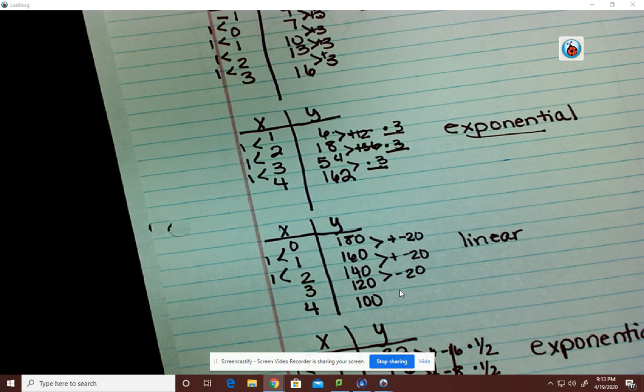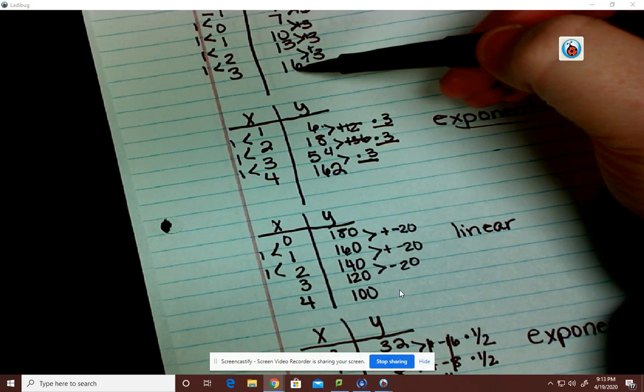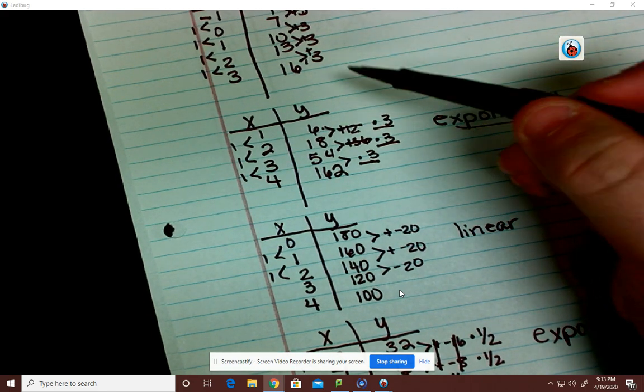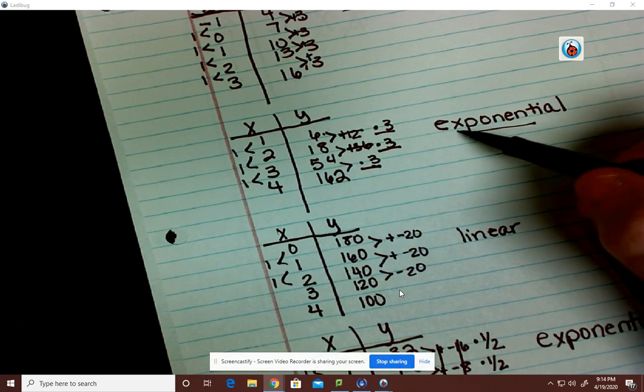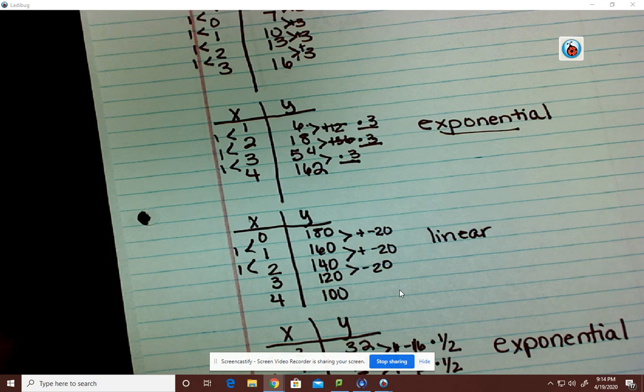If we think about these as patterns, this would be an arithmetic pattern, or sequence. Arithmetic is always linear. And this is geometric, which always represents exponential. So today we're going to look at being able to do that, and then just a little investigative activity about the differences in growing with linear functions and exponential functions and what that means.